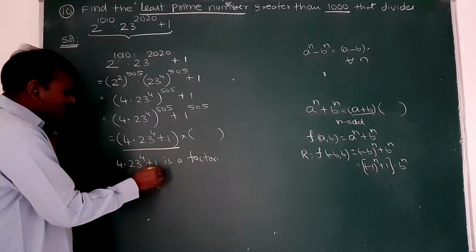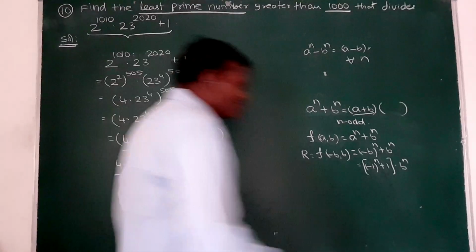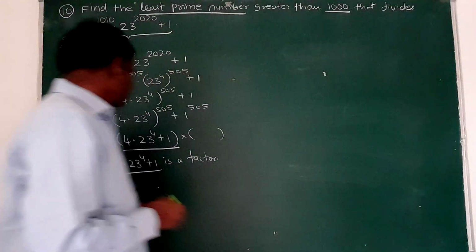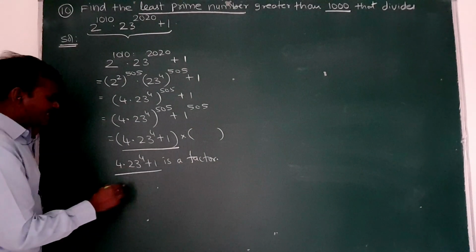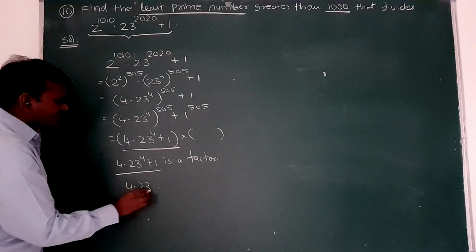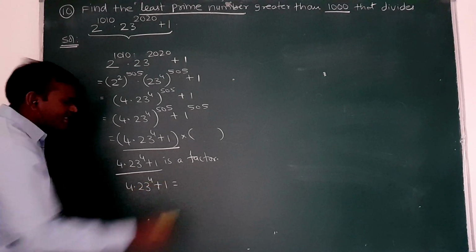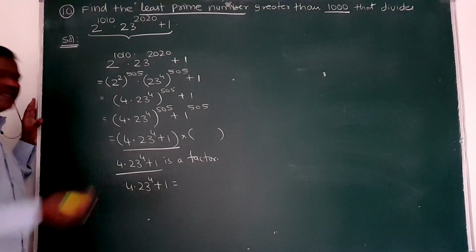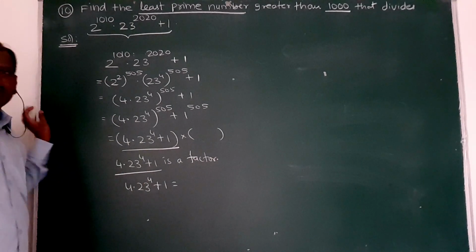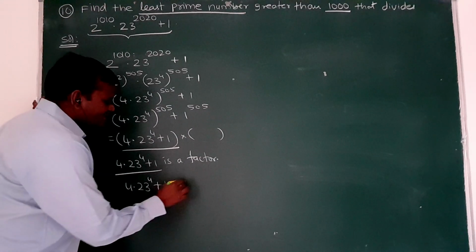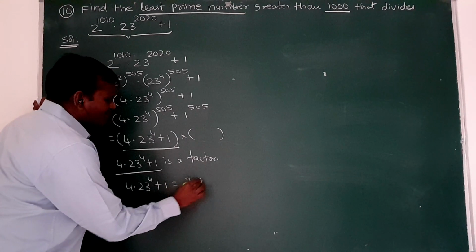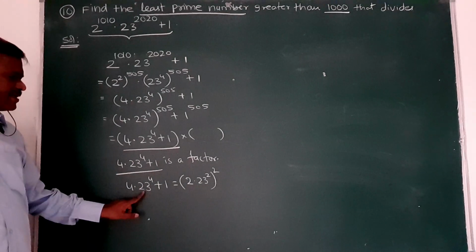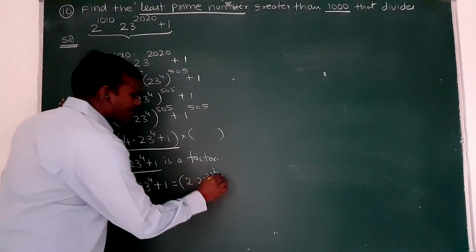Now I will focus on this factor form. How can we write this? 4 × 23^4 + 1. Only the simplification part is important here, but getting the idea is also important. Simplifying, this can be written as (2 × 23^2)^2. Am I right? 4 × 23^4 is (2 × 23^2)^2 + 1^2.